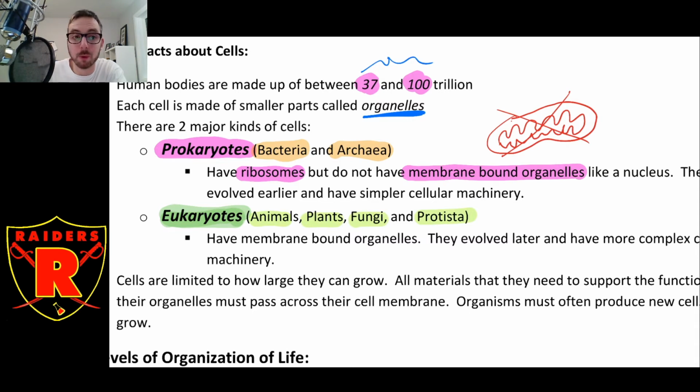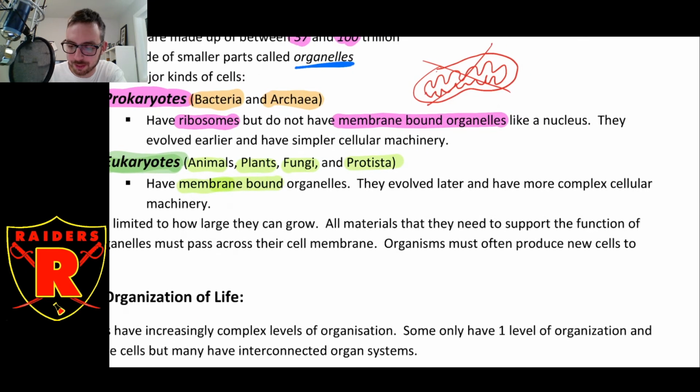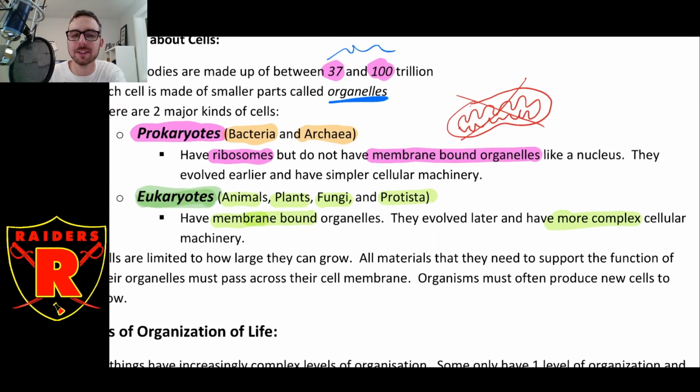And they're more complex cells. They have more complex cell machinery, and they allow for these organisms to be multicellular, coordinate with each other, have complex cell signaling mechanisms and things like that. So they have membrane-bound organelles, like a nucleus. And they're more complex. So those are the two basic types of cells.